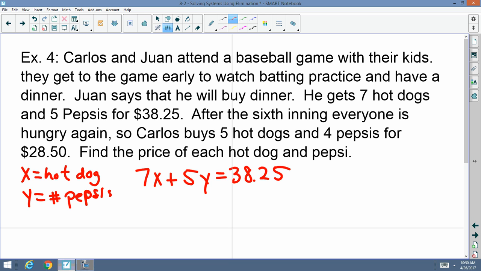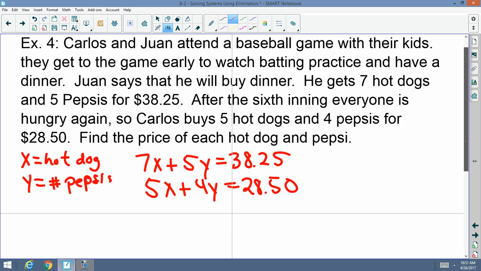And then Carlos bought 5 hot dogs and 4 Pepsis for $28.50. Guess what, guys? If you did these first 2 parts, you got half of the question right already. Remember, guys, it's not that difficult to add things. Anyone can pretty much do that. What takes challenge is to set things up, to understand the concept. So that's half right there.